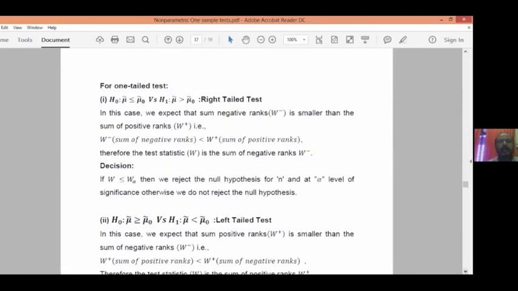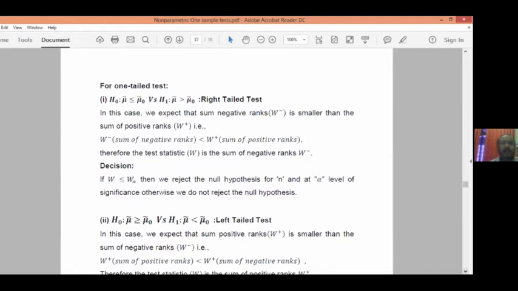For the one tail test, as you know how to define hypothesis, I already explained. So in this case, we expect the sum of negative ranks is smaller than the sum of positive ranks. That is, W minus representing the sum of negative ranks and W plus representing the sum of positive ranks. Therefore, the test statistic will be the sum of negative ranks.